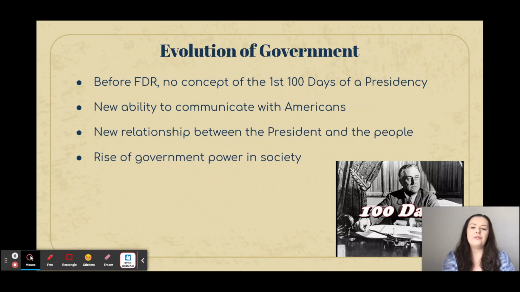FDR is going to expand the role of the president extremely, which some people are not too fond of if they believe in a more limited government, but some people really admire his ability to not care what other people think and work for the interest of the American people.